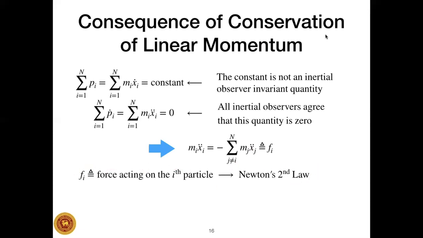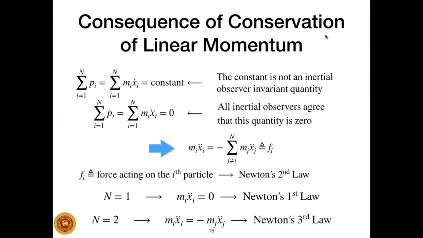Now, if you restrict this to only one particle, if there was only one particle in the summation, what do you get? mi xi double dot is zero. So what does that say? It says that every particle isolated from the rest of the universe, or the only particle in the universe, has to be either standing still or moving in a straight line with respect to the inertial frame that we are talking about. That's Newton's first law.